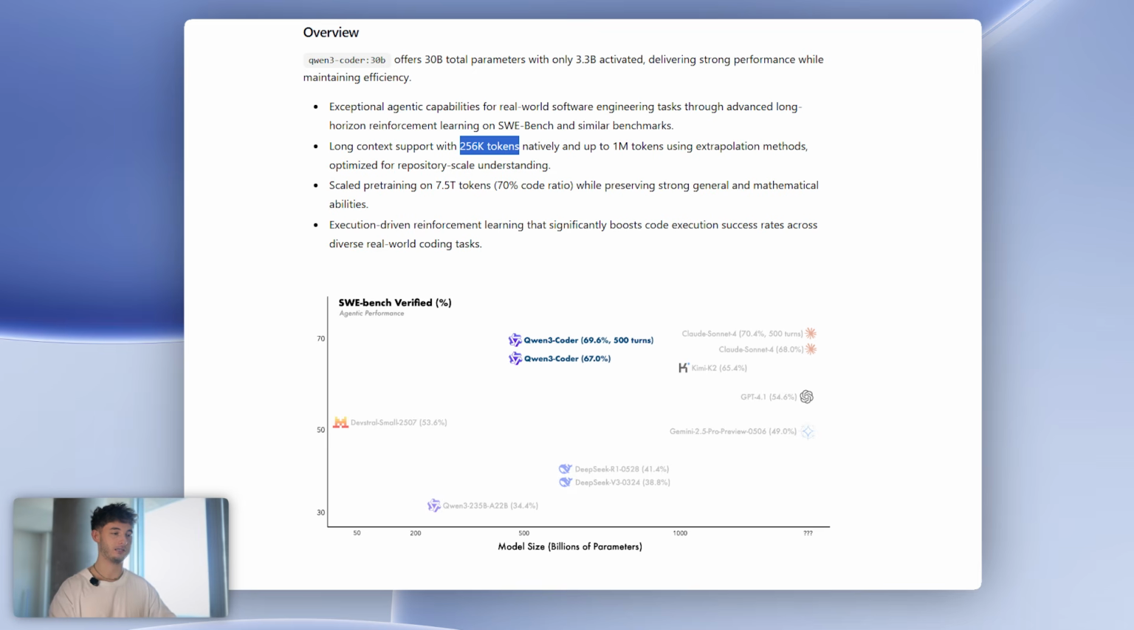Also, one more thing to consider, context window size. So Qwen 3 supports up to 256,000 tokens. Claude Code's limit is 200,000 tokens. So Qwen 3 should never hit its ceiling. Well, it will never hit its ceiling.